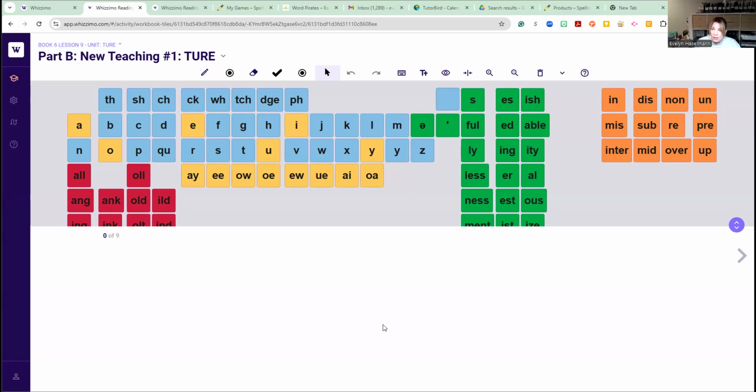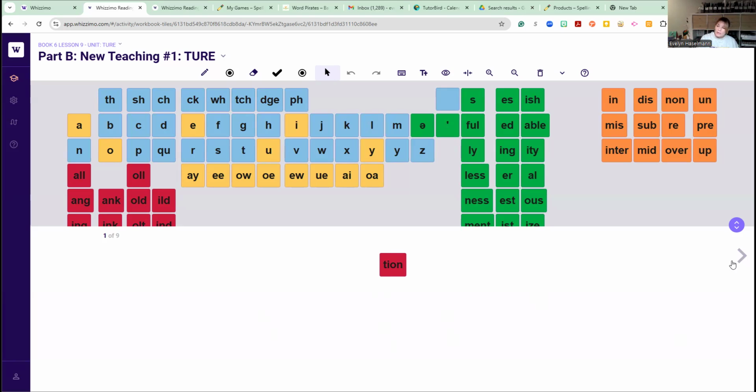All right, so we are starting on level 6, lesson 9. We are working on the unit cher. So we start by reviewing what units are. Units are letters that come together to make unusual sounds. In this case, this would say shun. It doesn't say something else.